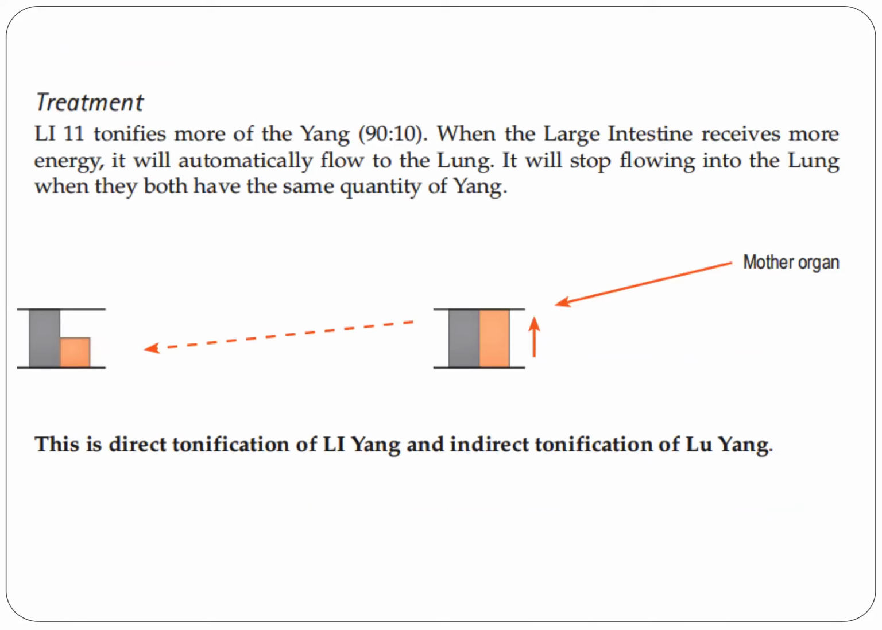LI 11 tonifies more of the yang, so the ratio is 90-10. When the large intestine receives more energy, it will automatically flow to the lung. It will stop flowing into the lung when they both have the same quantity of yang. This is direct tonification of LI yang and indirect tonification of lung yang.